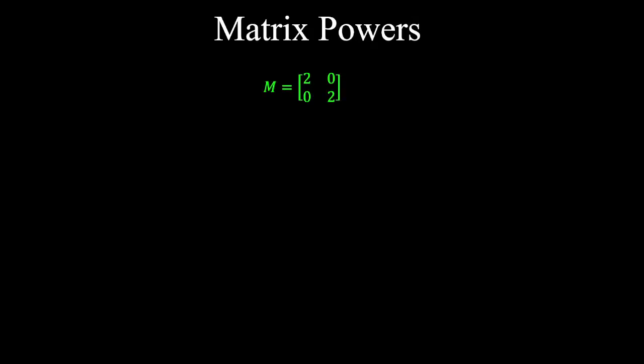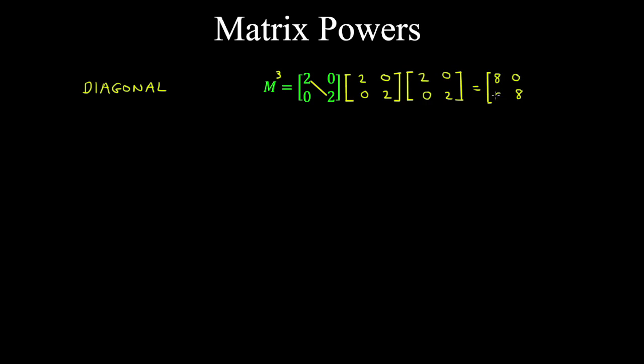The powers of a matrix are useful when we have diagonal matrices, such as this one over here, with non-zeros for the diagonal elements only. So for example, if we take m to the power of 3, it's m multiplied by m multiplied by m. And if you multiply this out, you'd get 8s on the diagonal, or 2 cubed, and zeros elsewhere.